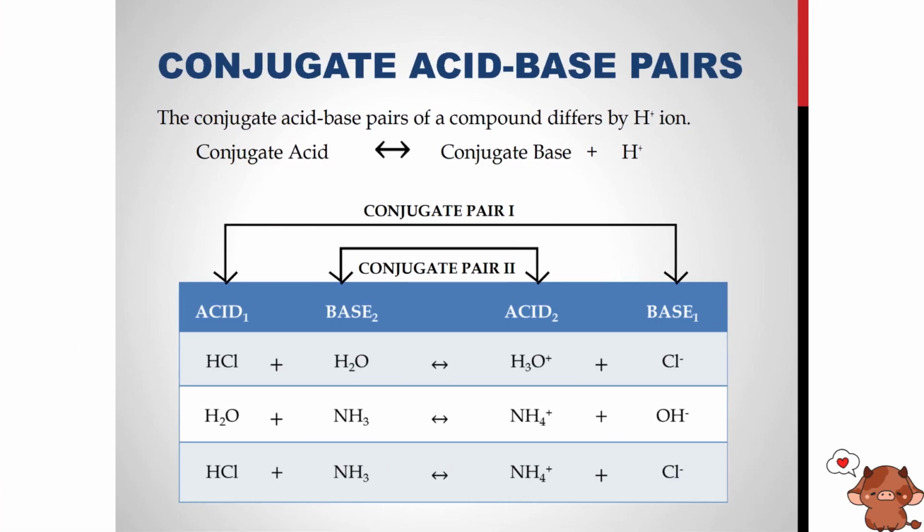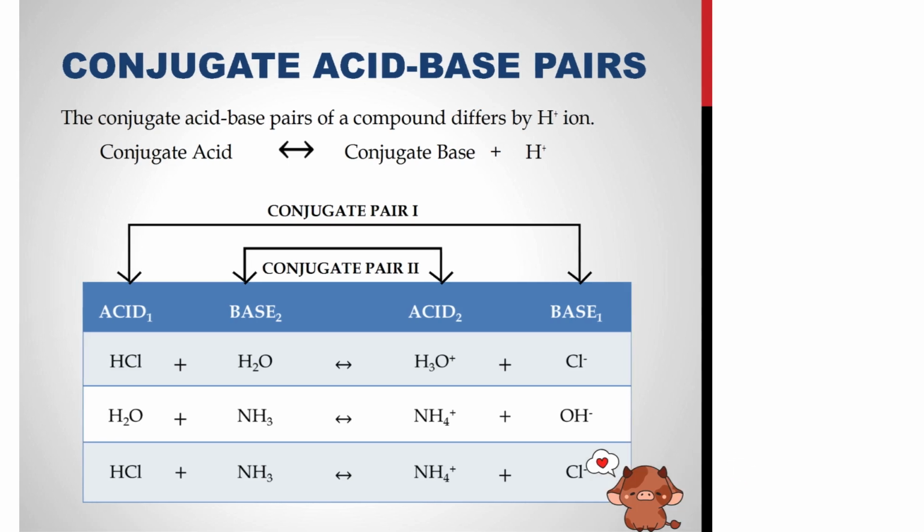Now, let's understand conjugate acid-base pairs. A conjugate acid-base pair differs by one H⁺ ion. Examples: HCl and Cl⁻ form one pair. Hydrogen oxide and hydroxide form another. Nitrogen trihydride and NH4⁺ also form a pair. These pairs help us understand proton transfer in reactions.